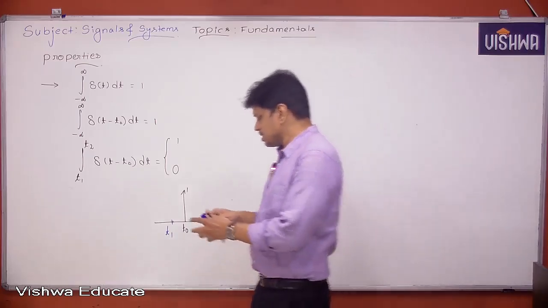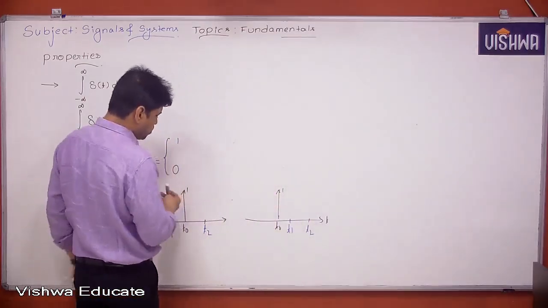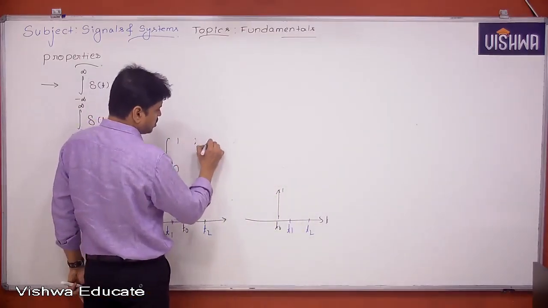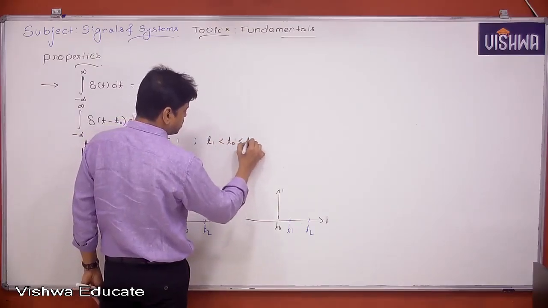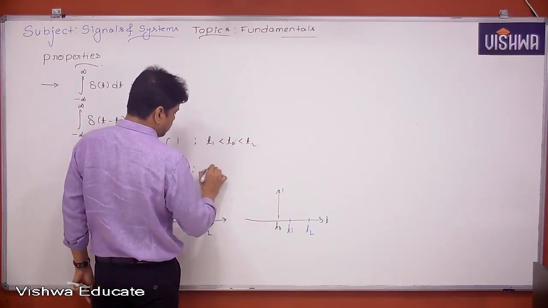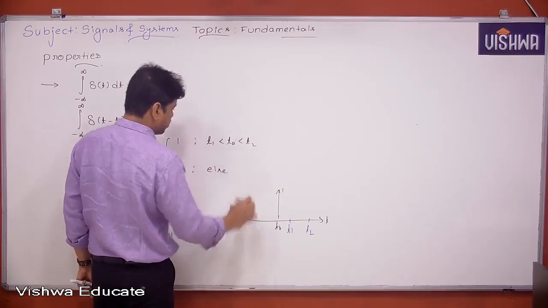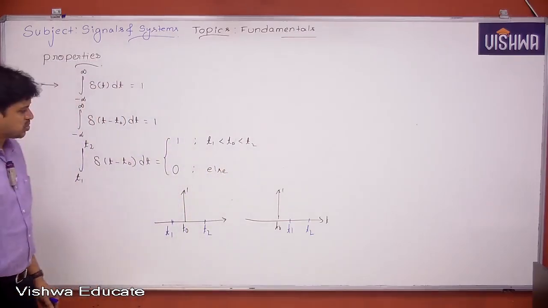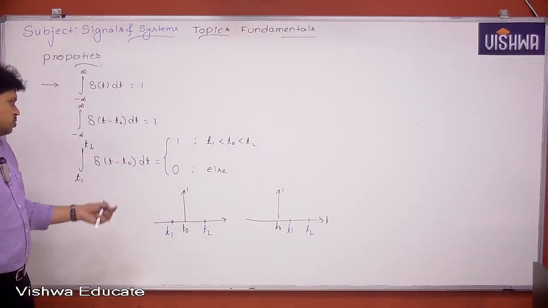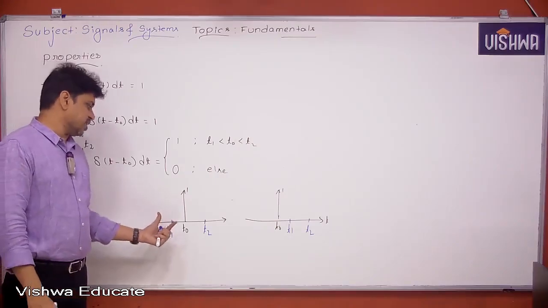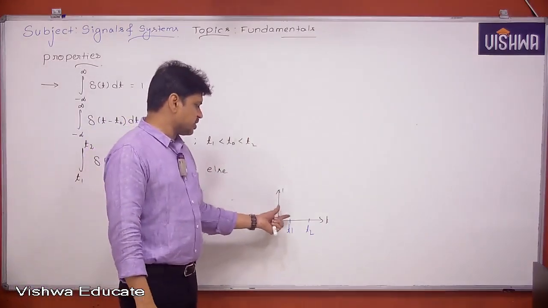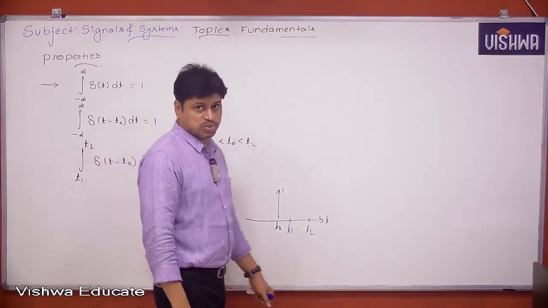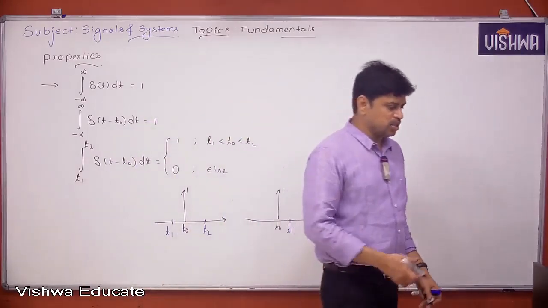So I can say we can get value 1 when t0 lies between t1 and t2. Can I write like this? This value is equal to 1 if t1 is less than t0 less than t2, otherwise its value is equal to 0. So if the impulse function exists within the limits, then we get 1. If the impulse function does not exist within the limits, then we get 0. I hope you understood.